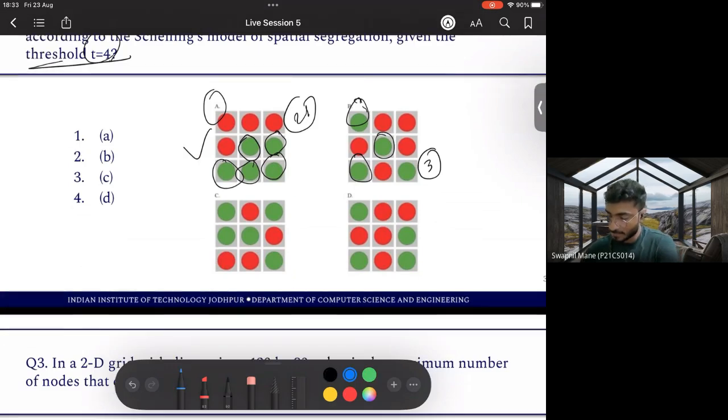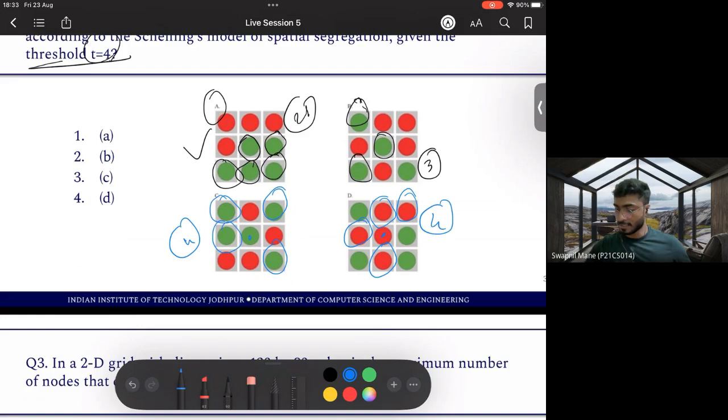Let's move to another. In this central node, how many neighboring nodes? 1, 2, 3, 4. Sorry, 4. So here also 4 is satisfied. In this one, the red node is in the center. Let's count the red nodes, how many? 1, 2, 3 and 4.